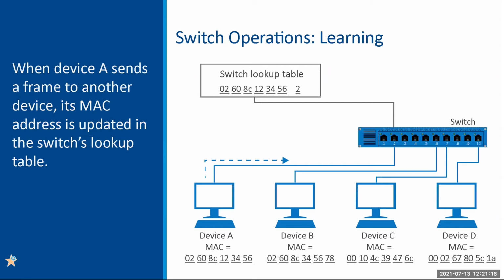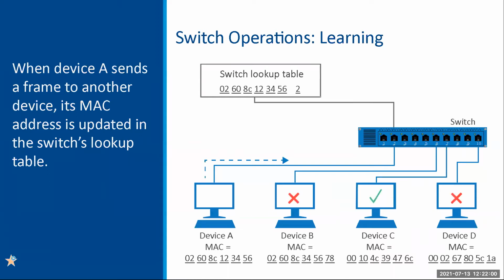And the job of a switch is, when you plug that cable in and the link comes up, to watch the source MAC address that's in the Ethernet header arrive at the interface and place an entry in the switch's lookup table so that you now know where a target system is. So when device A sends a frame to another device, its MAC address is updated in the switch's lookup table. What they're saying right there is that device A, physically connected to port 2, is now going to be located in port 2, and the switch knows that.